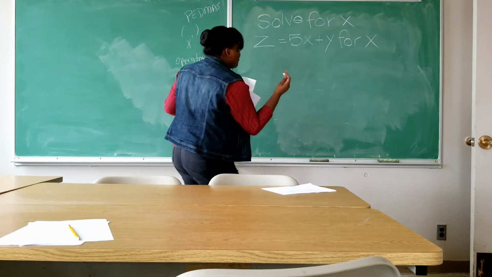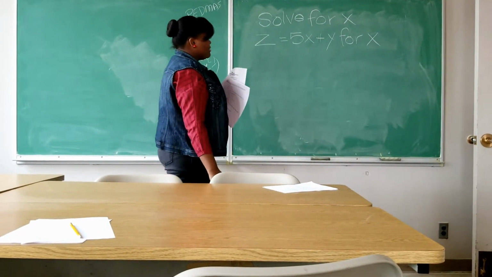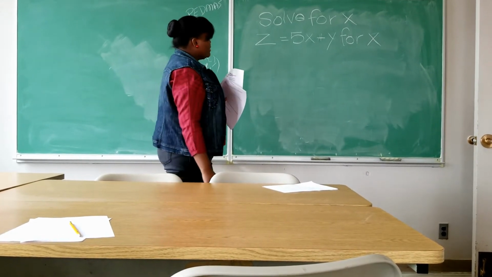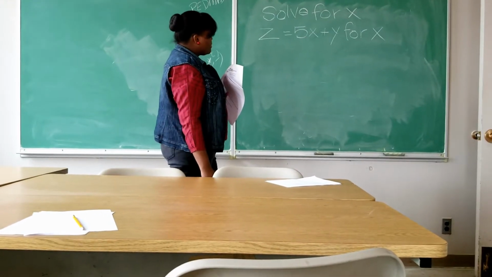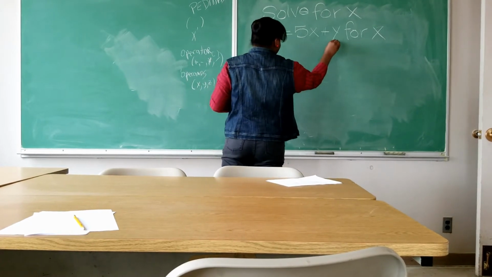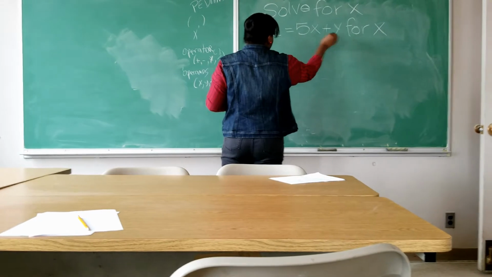Okay, so you would go straight forward to the right. You can leave the 5. You see that plus y? If you bring it to the other side, the left side, what does that plus become? You want to bring it to the left side of the equal sign, where the z is.